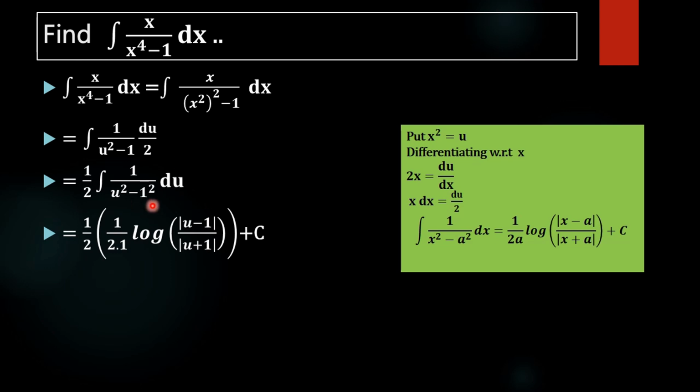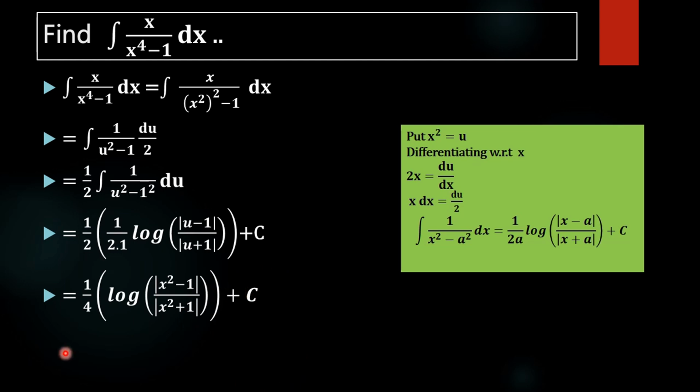Then we will get 1 by 2a. What is a here? a is 1. So 1 by 2 into 1 into log of x minus a, here instead of x we are providing u, then x plus a, again u, that is u minus 1 by u plus 1 plus c. Now substituting the value of u here, that is x squared, we will get log mod x squared minus 1 whole divided by x squared plus 1 plus c.